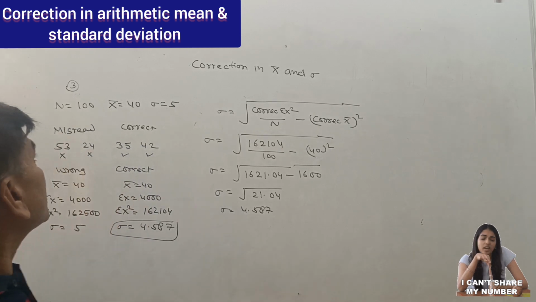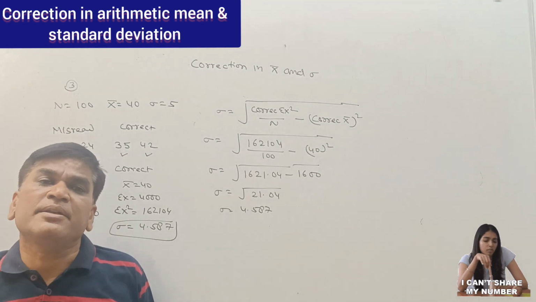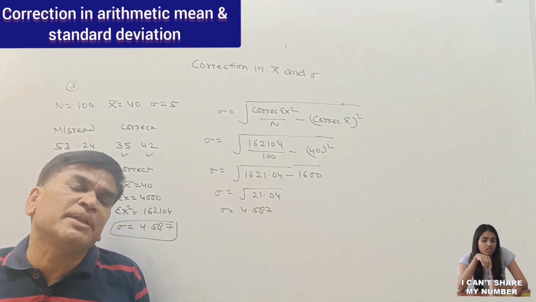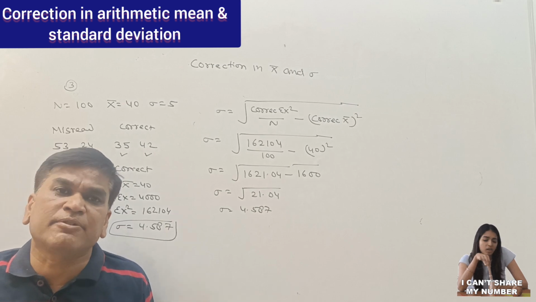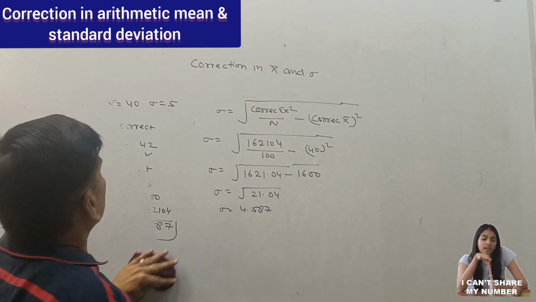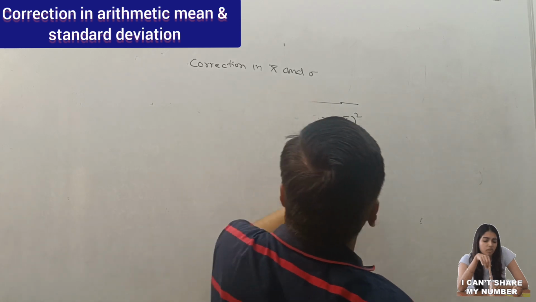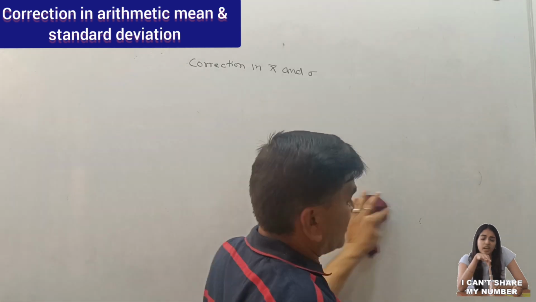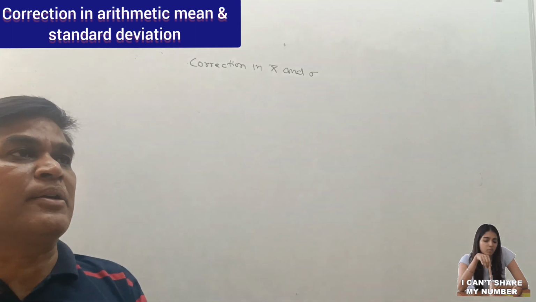Okay, so in this manner we can solve any kind of difficulty. We can correct our arithmetic mean as well as our standard deviation. Now one last question: if a class interval series is given, then what are we to do? That is also an important part of this.